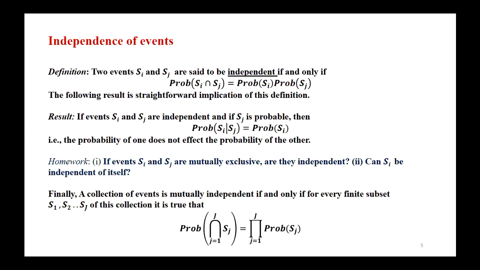All right. Some more things for you to think about at home. If Si and Sj are mutually exclusive, are they independent? Second, can Si be independent of itself? Now, I think the answers to those two are both quite trivial, but I'd like you to have a bash. If you can't do it, or you're confused, let me know. So here we considered independence of two events, Si and Sj. It generalizes very easily to more than two events.